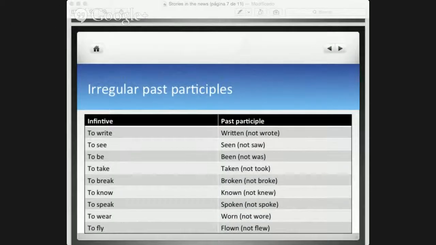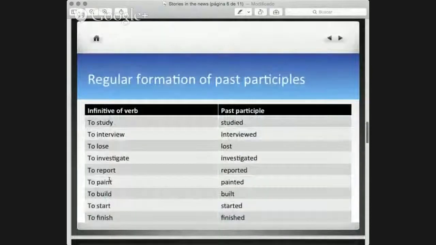Okay, so let's do one more with the regular verb. So these are the easy ones, right? These are the ones that are exactly the same in the past simple as they are in the past participle. So helpful ones if we're talking about news stories, right, can be interview, investigate, report, start, finish. So can you think of a news headline that uses two of these? Uses two verbs in the passive voice?